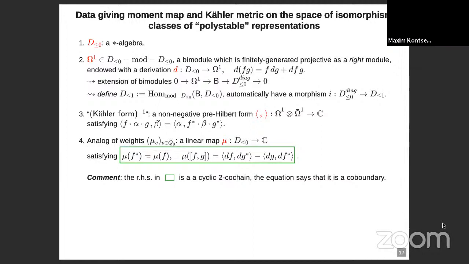What does it mean? In this formula which I wrote on the right-hand side, you get a certain expression in f and g, which is a cyclic 1-chain. It just follows from the properties that it's a derivation, and I get this compatibility of the Kaehler form with the product. So I get a cyclic 1-chain, and this story says that this chain is a K-boundary. Now, that's for me the setup where I can try to write the moment map equations.